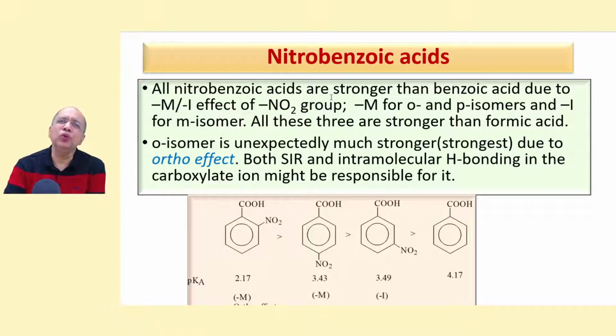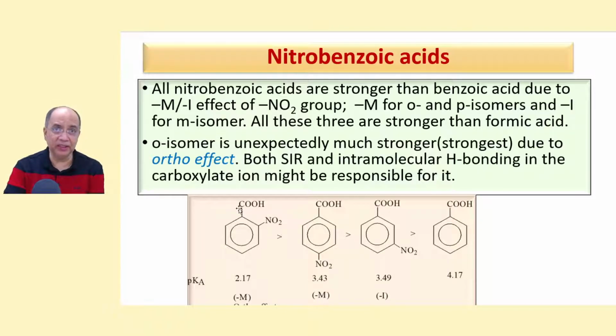Nitrobenzoic acid is very cool. All nitrobenzoic acids are stronger than benzoic acid, like phenolic compounds, and ortho is the strongest, much greater than expected. Yes, it is a minus M group. As such, it would make it more acidic. But why not para?